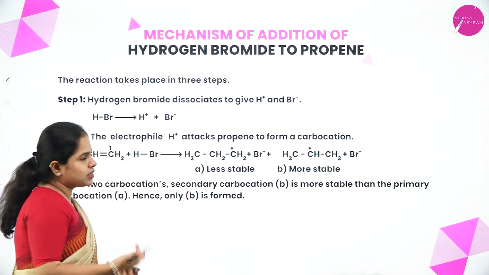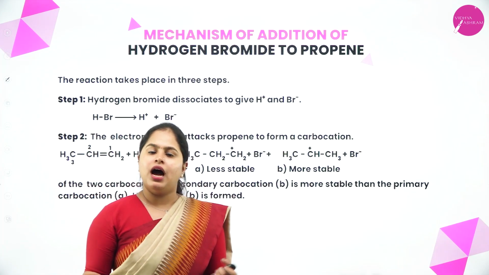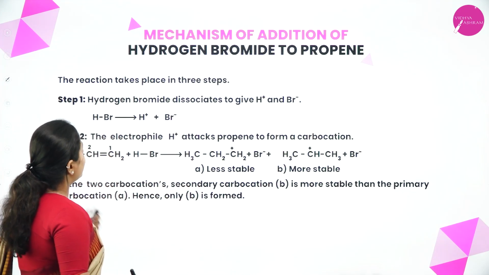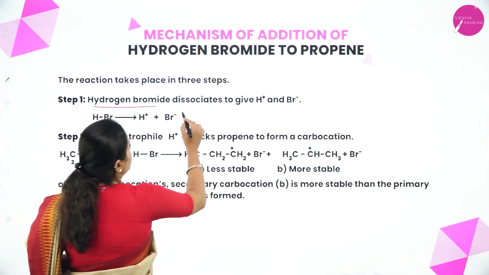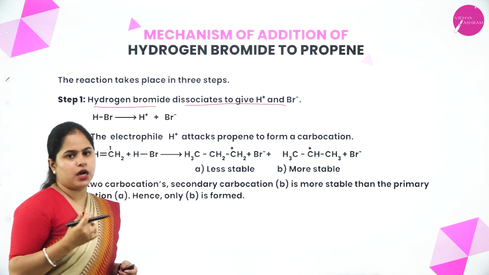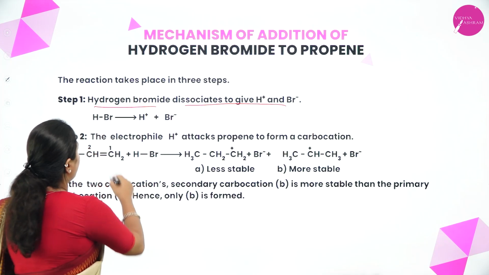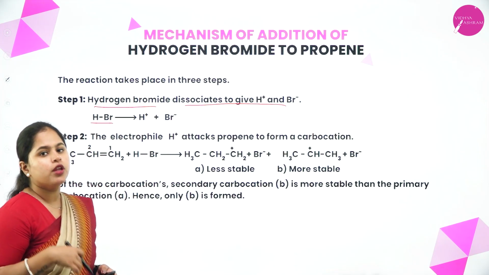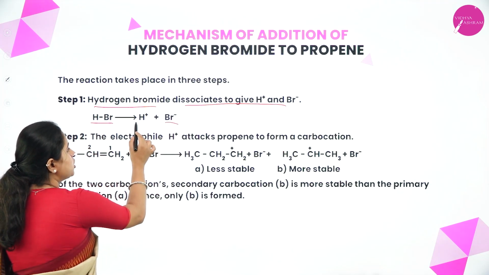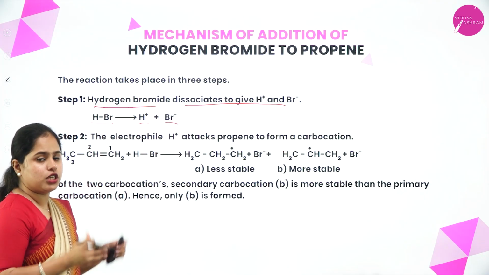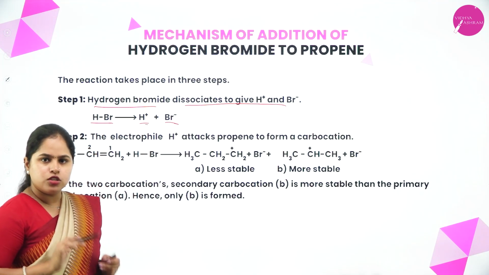Now let's understand the mechanism of this particular reaction, that is addition of hydrogen halide. The reaction takes place in 3 steps. The first step is that hydrogen bromide dissociates to give H plus and Br minus. We are going to take the particular example of HBr, hydrogen bromide. As I told you, bromine is more electronegative, so bromine will get partial negative charge and hydrogen will have partial positive charge. So it will dissociate into H plus ion and Br minus ion. That is the first step.